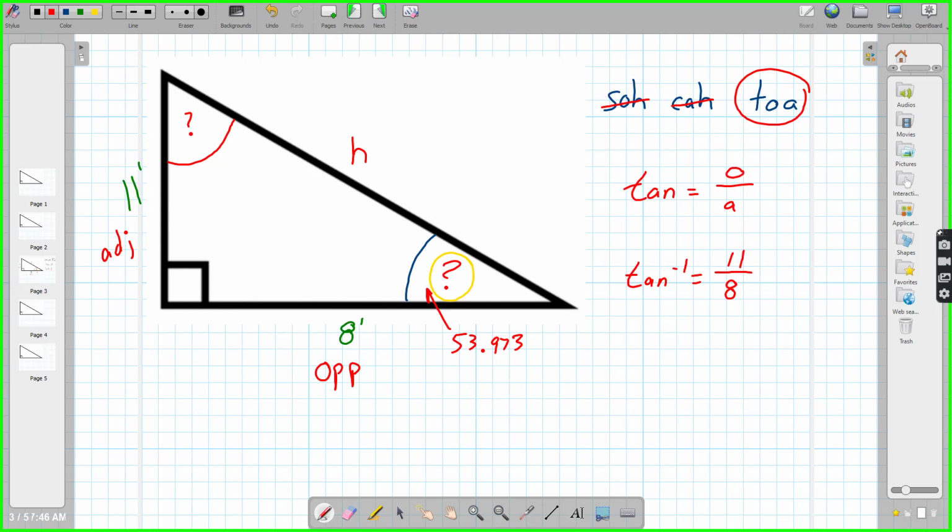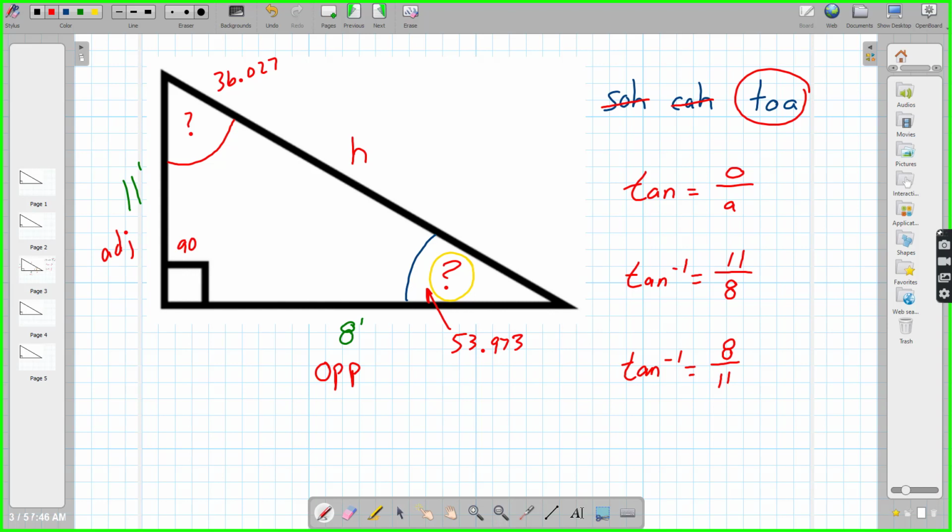And again, I can actually use the same tangent formula, right? So I can say tangent of -1, so the inverse, changes a little bit. So this is going to say 8 over 11, because 11 is the adjacent. Plug that in my calculator, and when I do, I get an angle up here of about, let's see, 36.027.